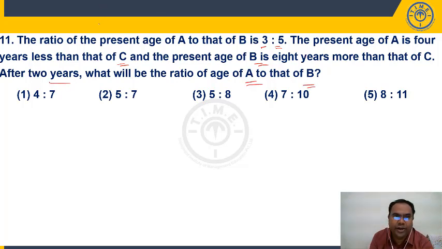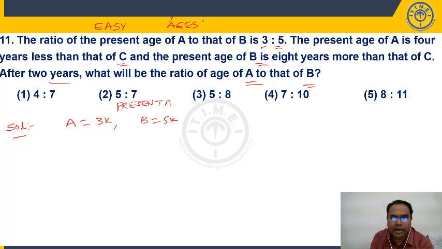So basically, we need to find out A value, B value. It is an easy question. It is based on a topic called ages. We can classify this question as easy. Let us look at the solution. We will take A is to B 3:5. A's age as 3K, B's age as 5K. These are ages.